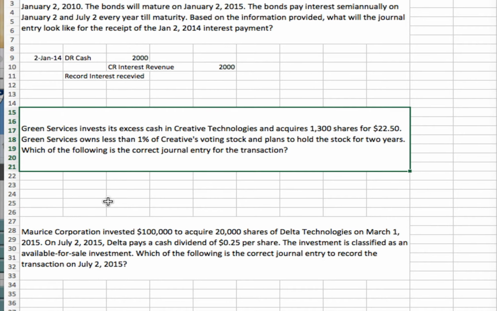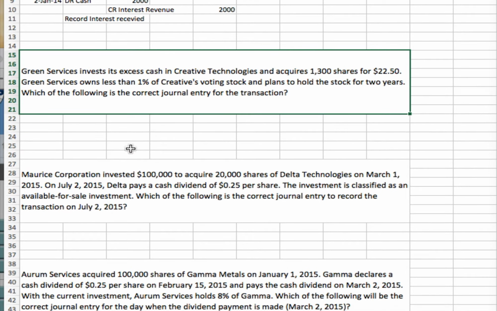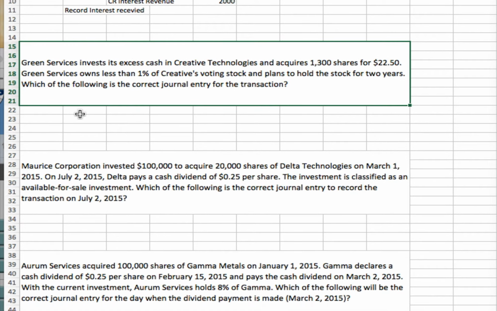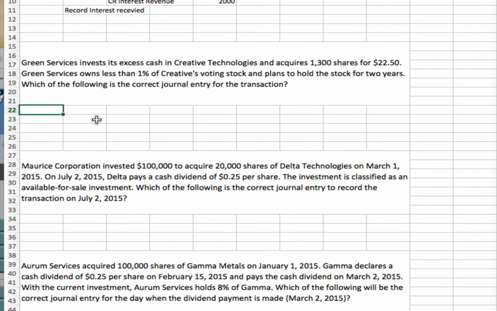Green Services invests its excess cash in Creative Technologies and acquires 1,300 shares for $22.50. It should say per share, not $22.50 for the full 1,300. So Green Services now owns less than 1% of Creative's voting stock. So that tells us this definitely falls into that less than 20% category. And plans to hold the stock for 2 years. So that tells us this is going to be an available for sale security.